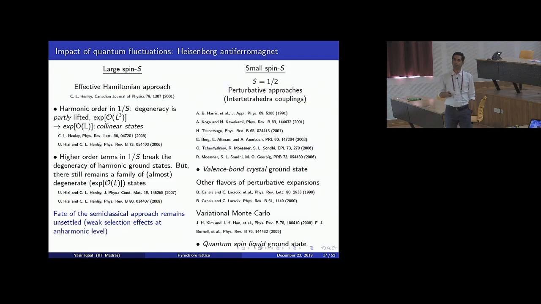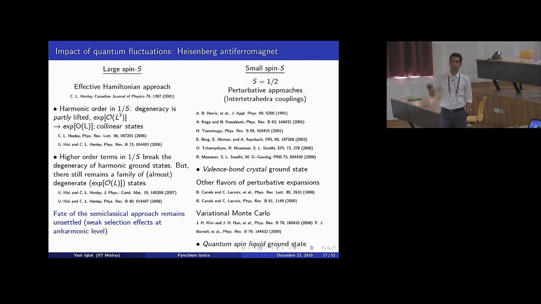So the next question that arises is, what is the impact of quantum fluctuations on this problem? So this was all classical. This problem was tackled by Chris Henley a long time ago in a series of papers where he used an effective Hamiltonian approach, tried harmonic-order spin wave theory, and also went to quartic order in the boson operators. What he found was that to harmonic order in 1 over S, the degeneracy is only partly lifted.